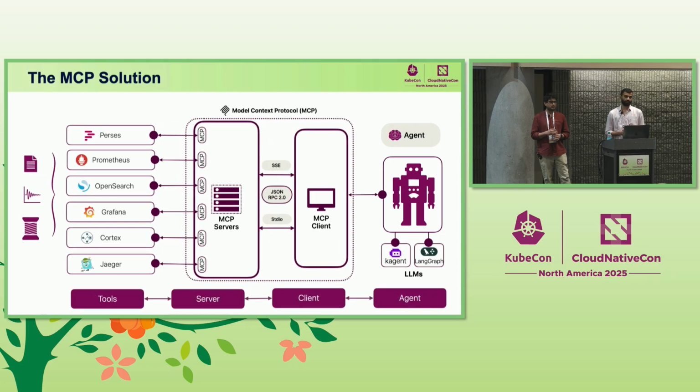Here's how it works in practice. Each observability tool or system connects to an MCP server. The MCP client sits alongside the agent, handling connection, schema discovery, and streaming responses. This setup allows the agent to reason in natural language, but act in machine precision.